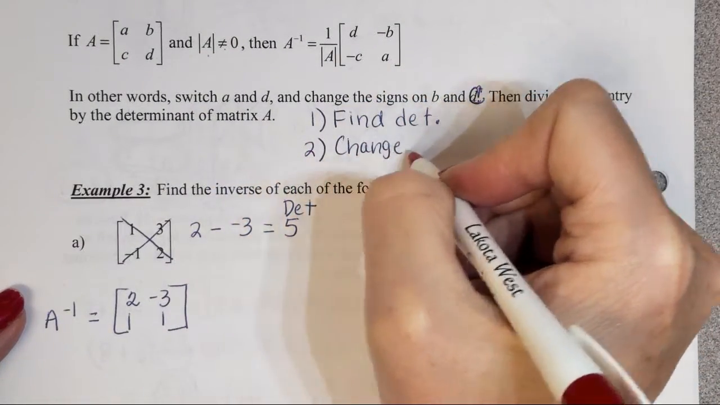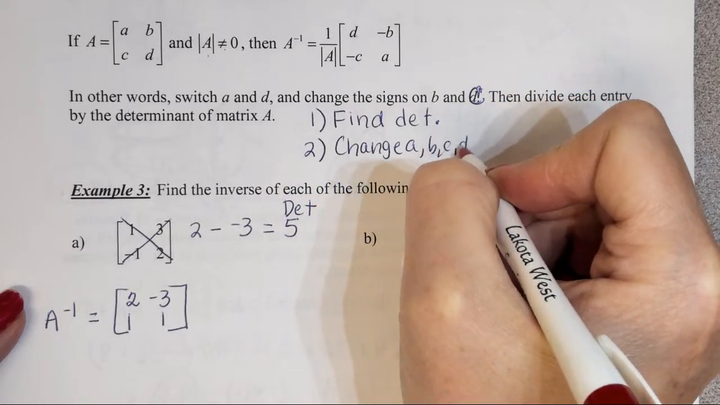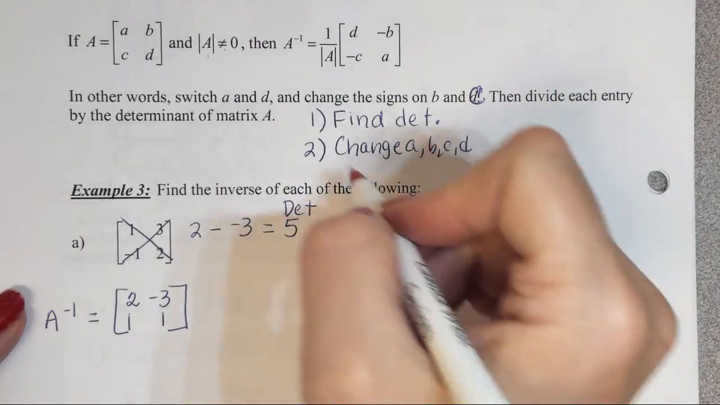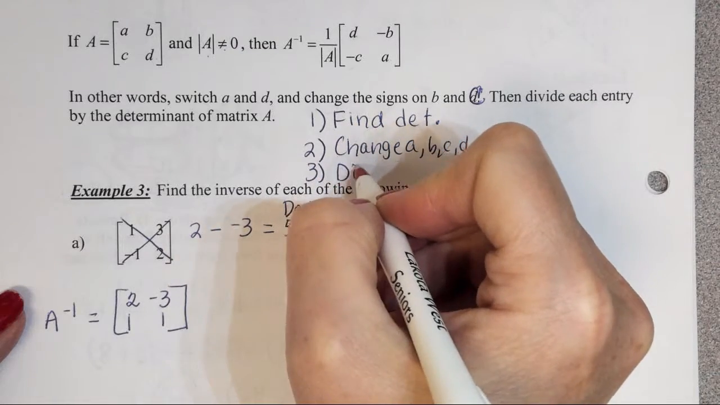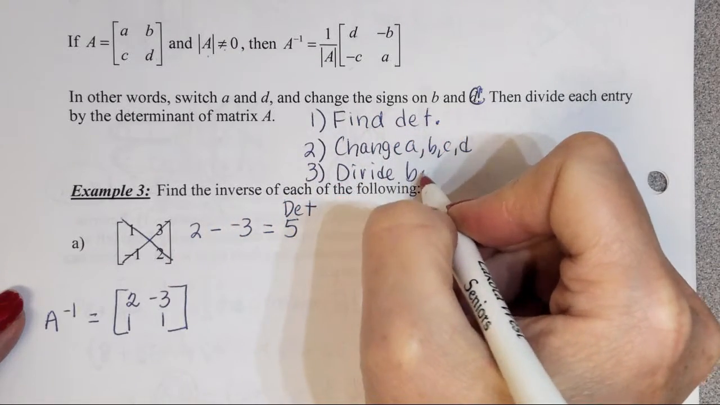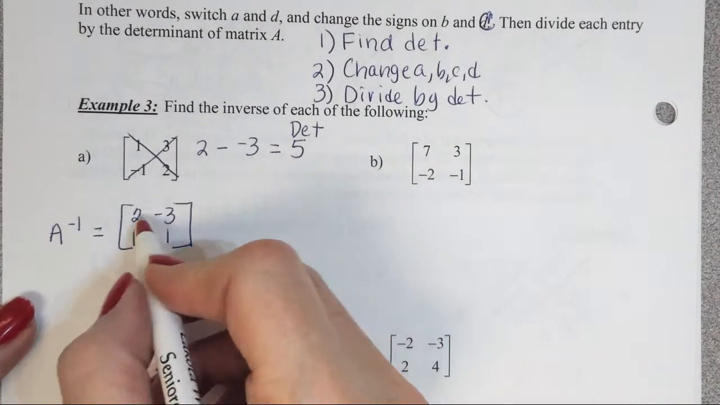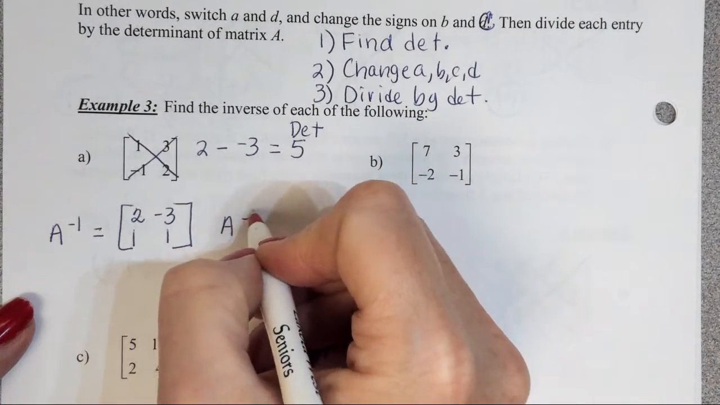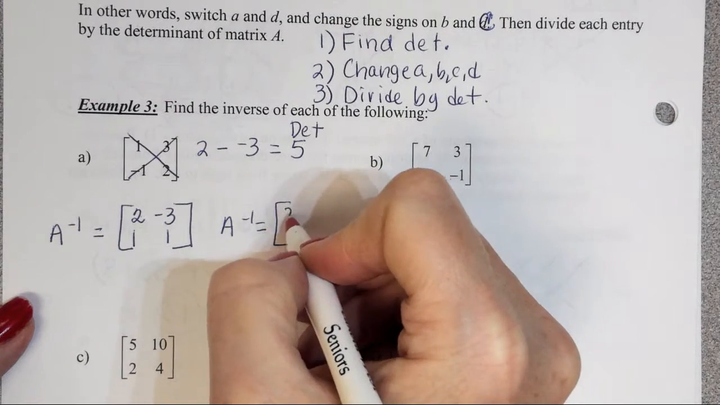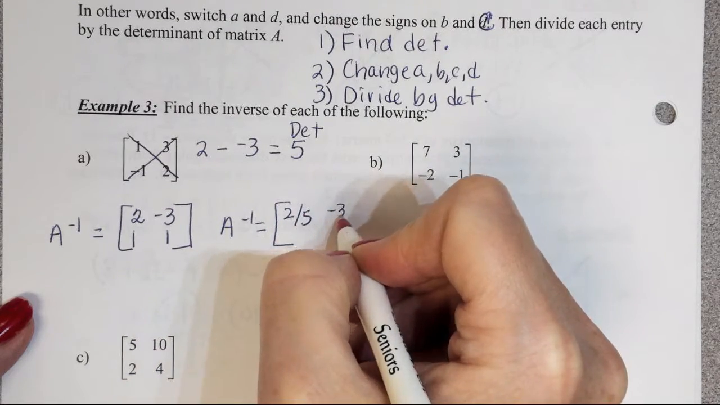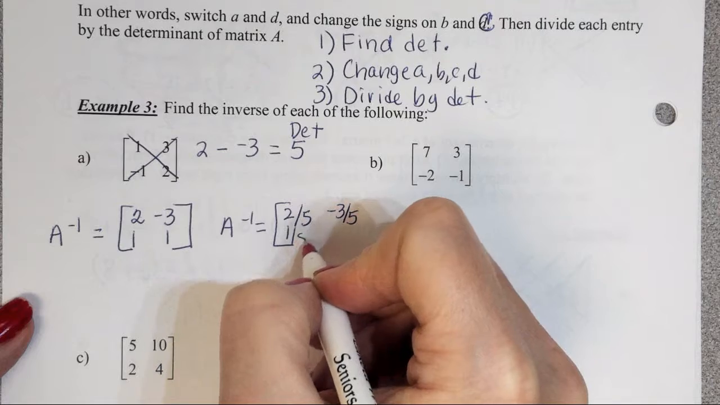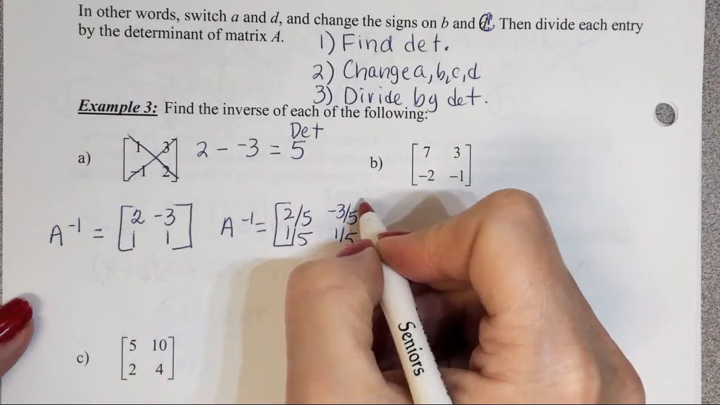change A, B, C, D as needed. And then the third thing is divide by the determinant. So our determinant was 5, so I have to divide every one of those by 5. So the inverse would be 2/5, -3/5, 1/5, and 1/5.